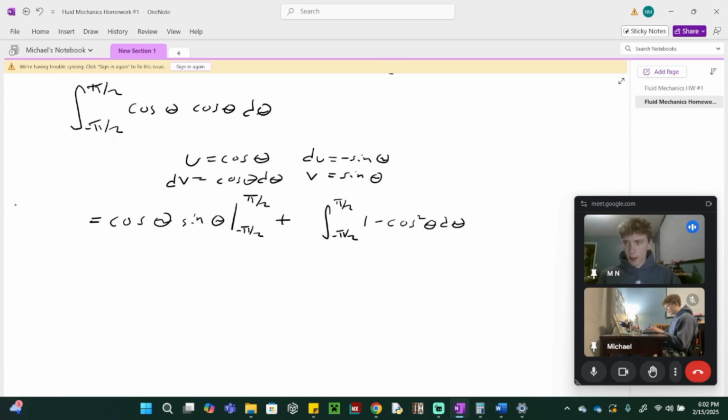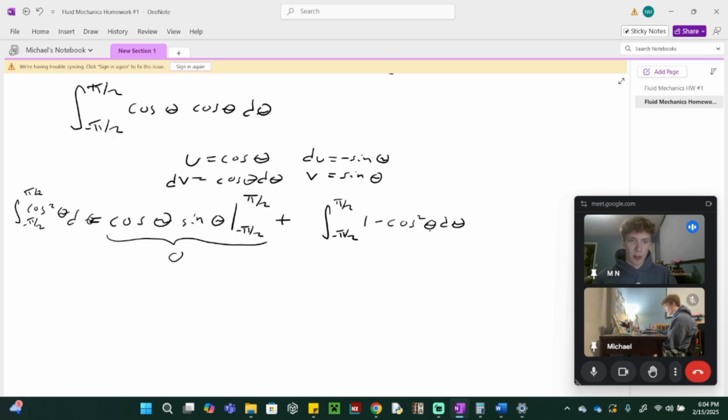And on the other side here, we have the integral from negative pi over 2 to pi over 2 of cosine squared theta. So the next step will be to look at both of the parts of our integration by parts. If we evaluate cosine theta sine theta from negative pi over 2 to pi over 2, it ends up going to 0, so we can cross this term off. And we have cosine squared theta d theta over here, and we also have cosine squared theta d theta on the other side.